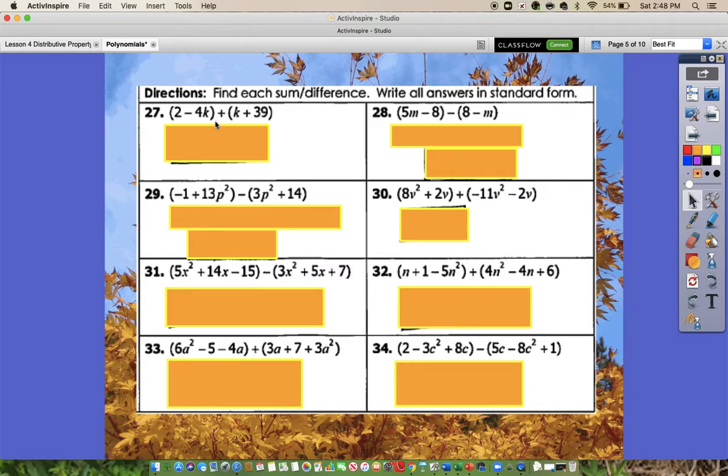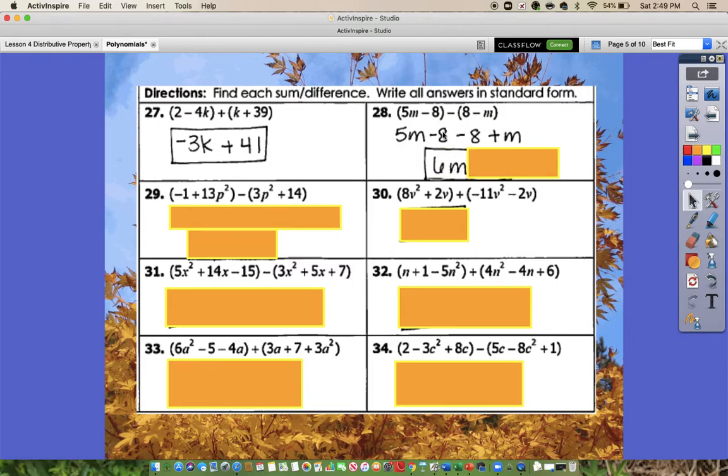All right, 27, if we combine negative 4k with k, we would get negative 3k. 2 plus 39 gives us 41. For 28, 5m, and then if we distribute this negative sign, that second parenthesis is going to become negative 8 plus m. So 5m plus m gives me 6m, and negative 8 plus negative 8 gives me negative 16.